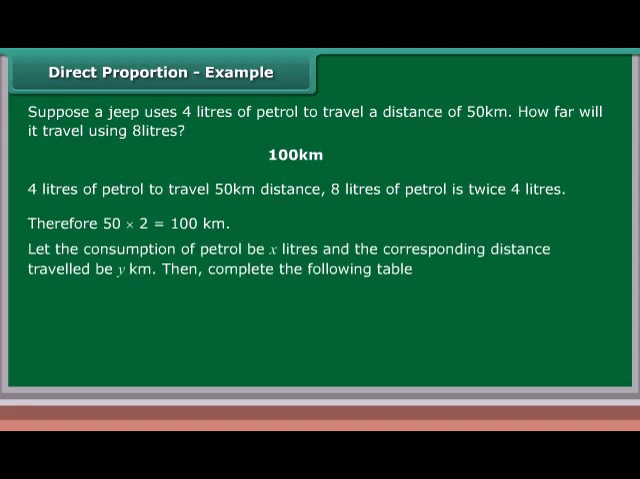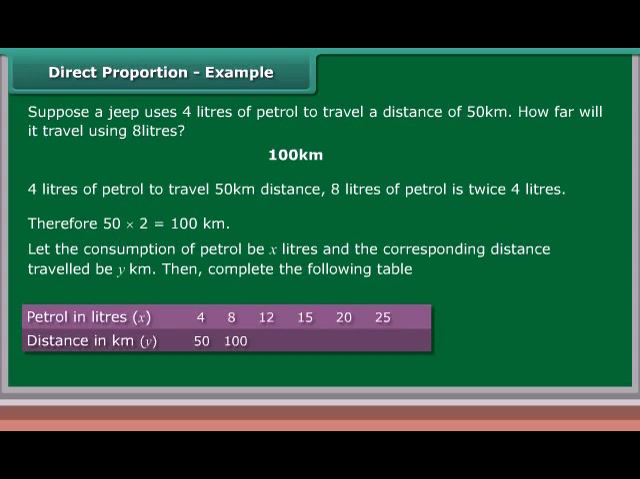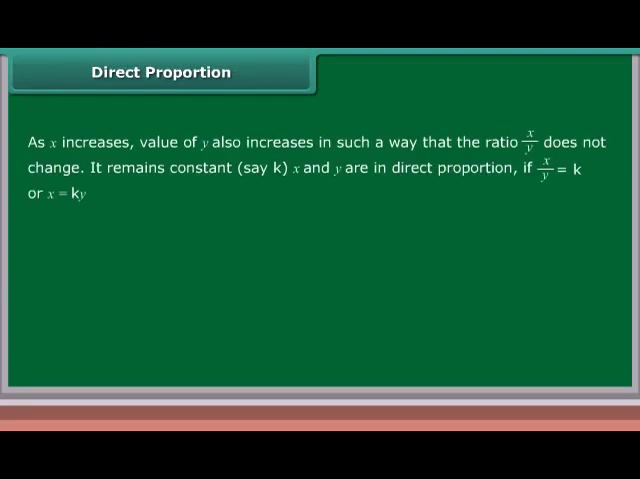Let the consumption of petrol be X liters and the corresponding distance travelled be Y kilometers. Then complete the following table. Direct proportion. As X increases, the value of Y also increases in such a way that the ratio X upon Y does not change. It remains constant, say K.